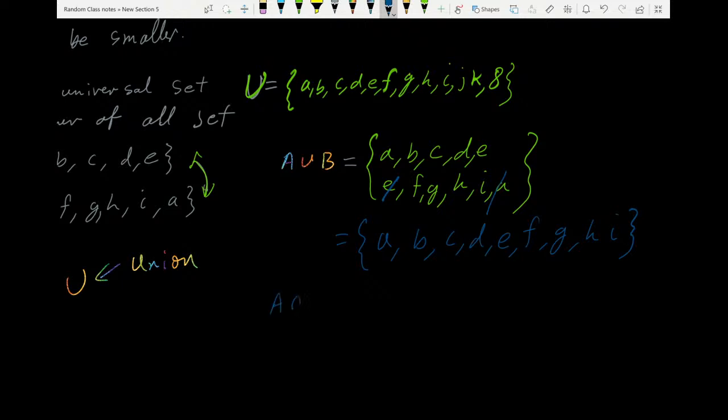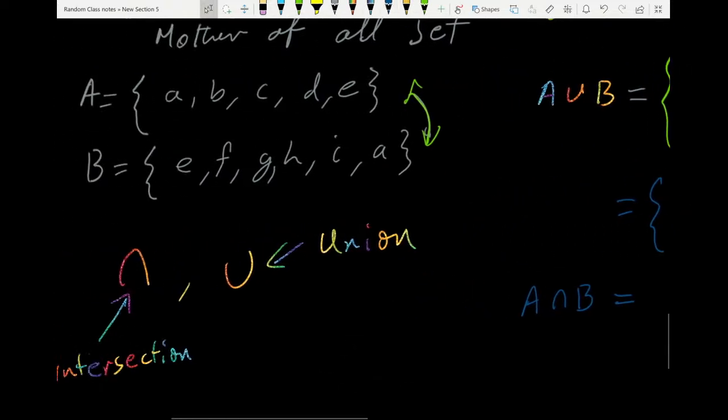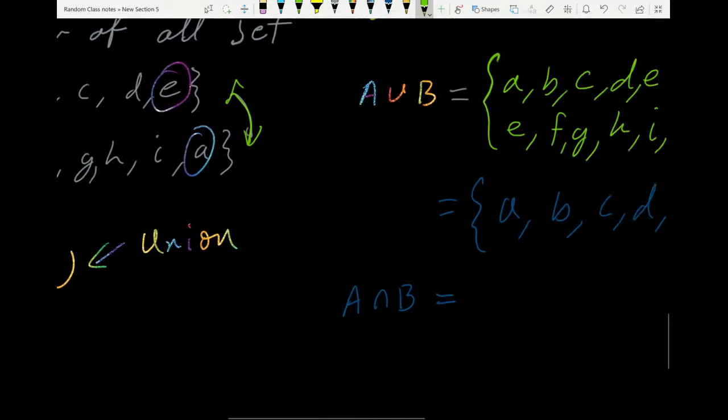What about intersection? For the intersection, A intersection B, I look at the elements that are common to both of them. Right over here, E and A. For the intersection, I just write down those two elements: A, E. That's it. Any question? I'll wait a minute.